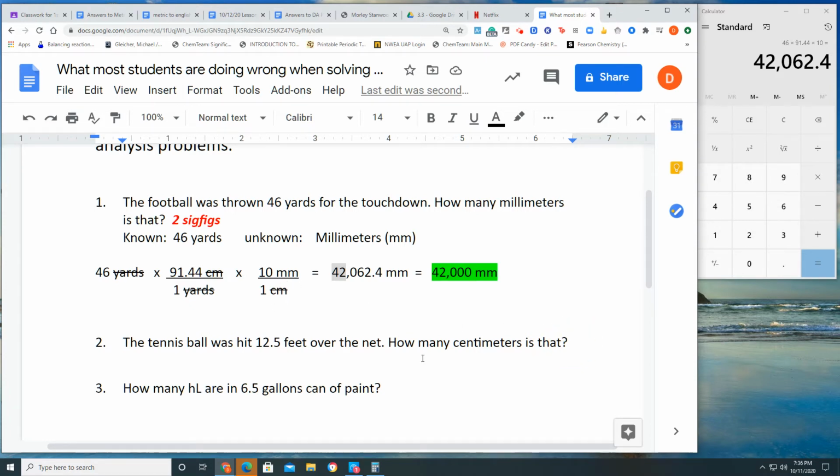Okay, and I've already said that. So let's go on to the next one. The tennis ball was hit 12.5 feet over the net. How many centimeters is that?